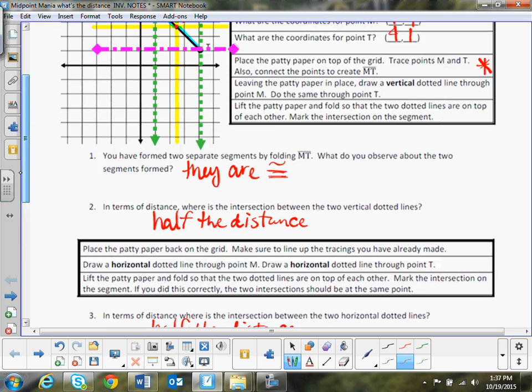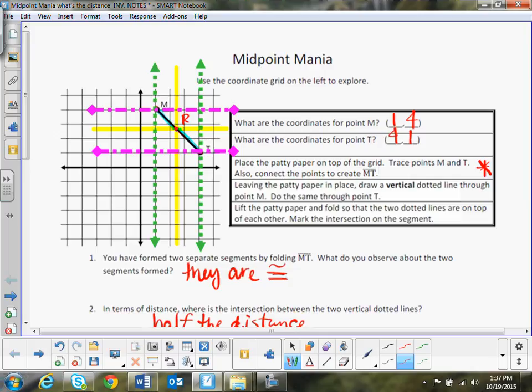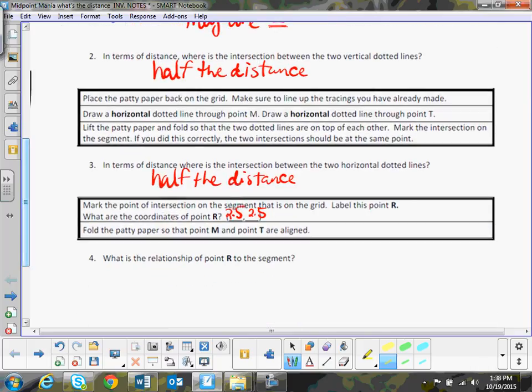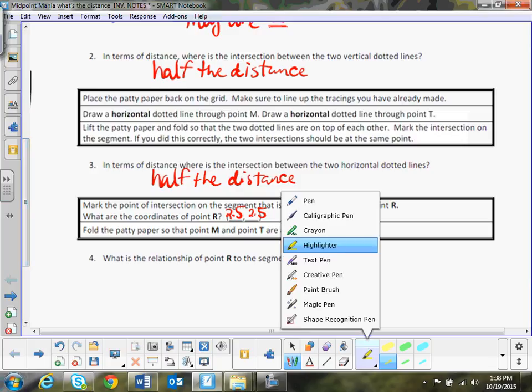Okay, so now if you were to fold it to where M ends up right on T, you fold it like that, your crease now should be like this, okay? And so it still is right on that point, right? So that's now the midpoint of MT, which you probably figured out from the beginning. So what's the relationship between R compared to MT? That R is right in the middle of that segment. Good, write that down.